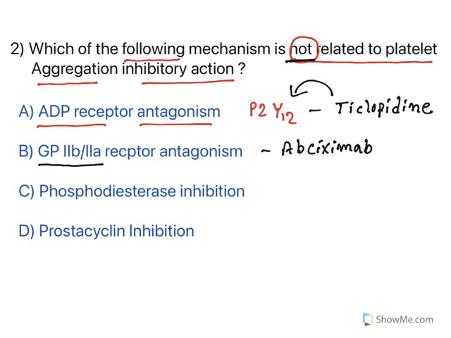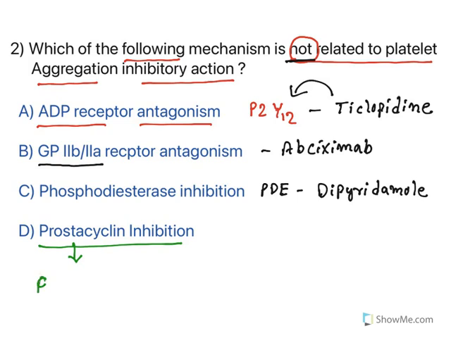The next one, phosphodiesterase enzyme inhibitor, PDE. An example is dipyridamole. This is also an example of a platelet aggregation inhibitor. This one also inhibits platelet aggregation. But what is the odd man out? This one, prostacyclin inhibitor. See, prostacyclins as such inhibit platelet aggregation. So, they inhibit platelet activation. Why? They increase the levels of PGI2. One of the potent examples of prostacyclin is PGI2. This one as such prevents the formation of the platelet plug.